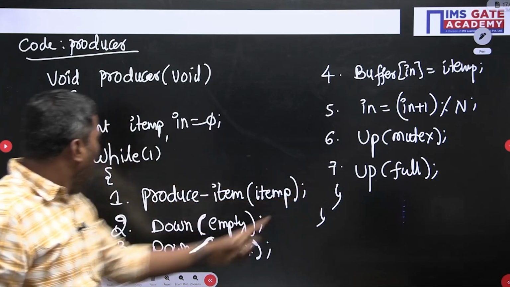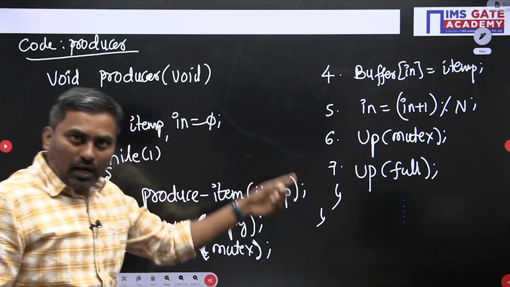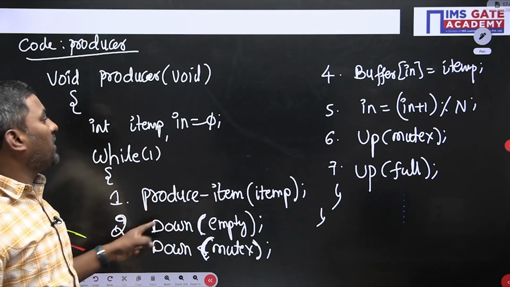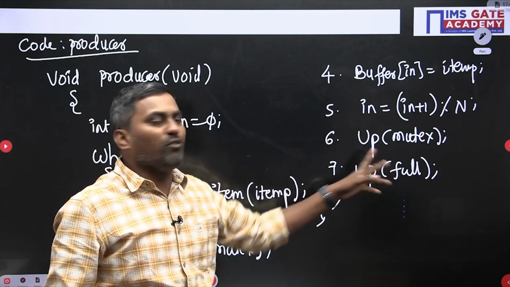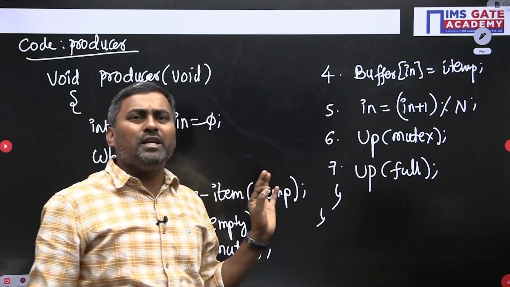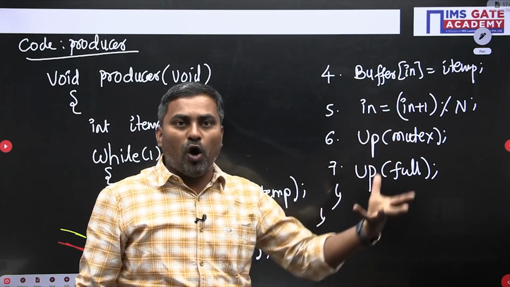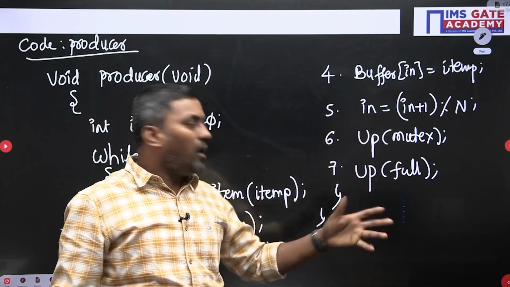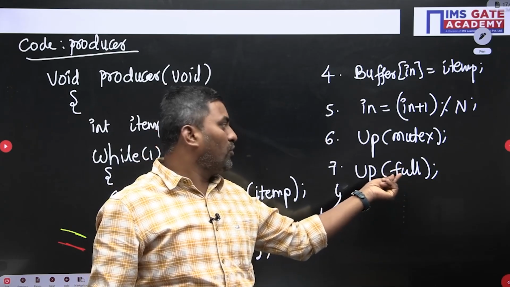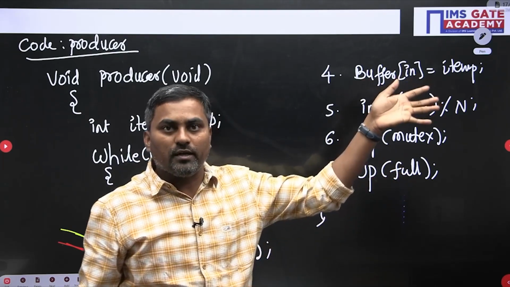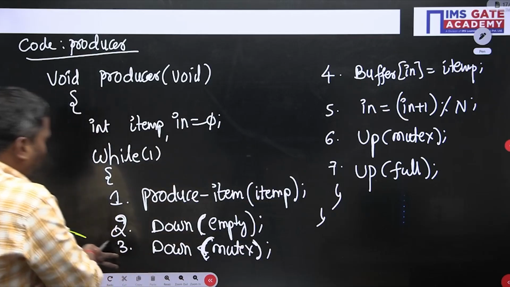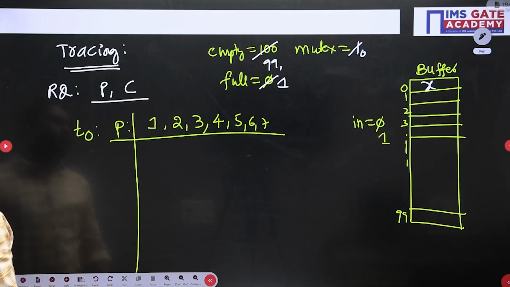This will repeat again or not? Again it can repeat or not? So when you repeat again, when I write up full, what does it mean? What does the up operation perform? If a blocked process is there, you have to wake it up, or increment full. Full was initially 0, it becomes 1, right? It becomes 1, and control may pass to whom? Consumer.